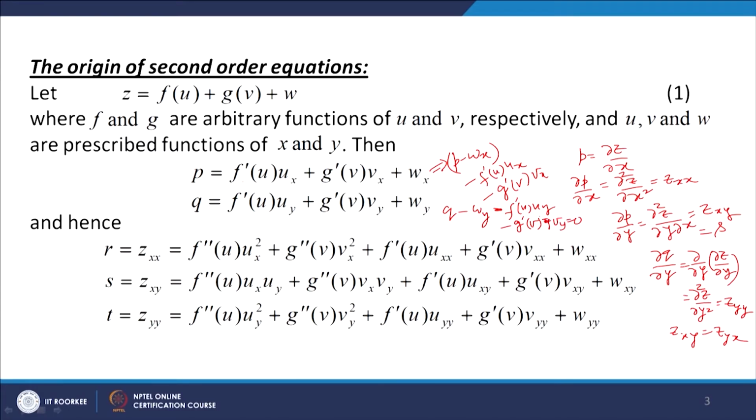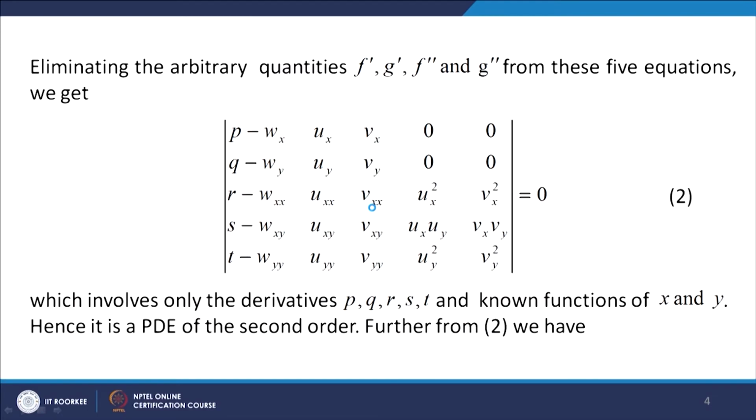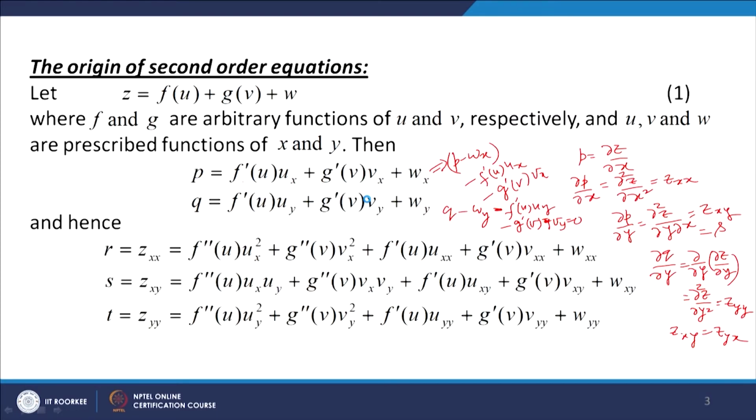So we can write these 5 equations in the unknown functions f dash, g dash, f double dash, g double dash. Eliminating those 4 quantities, we arrive at this determinant: p minus wx, ux, vx, 0, 0; q minus wy, uy, vy, 0, 0; and r minus wxx and so on. Here these 0 0 occur because there are no terms containing f double dash and g double dash in these 2 equations.